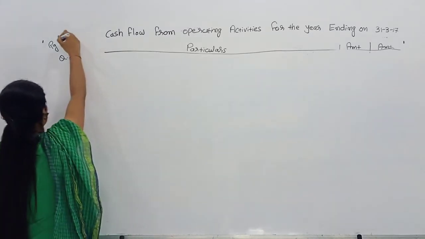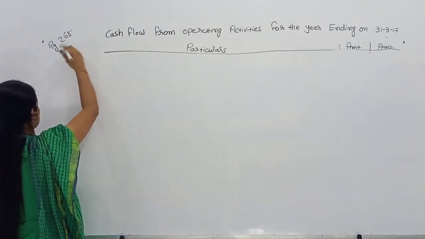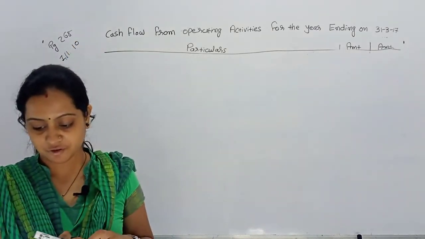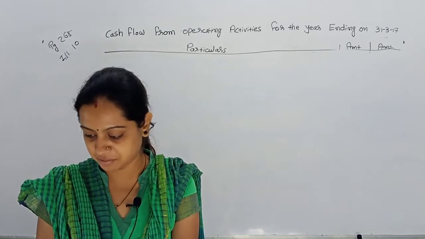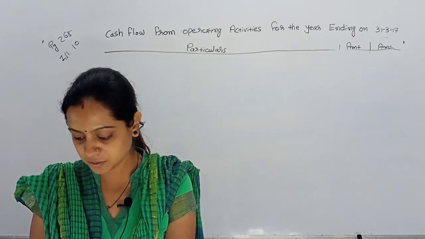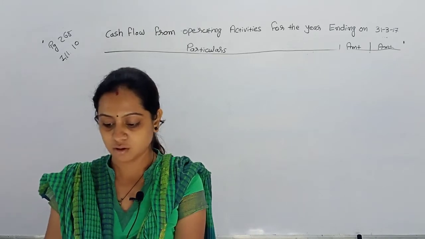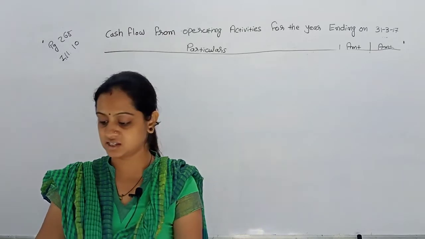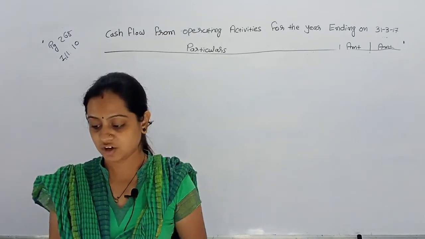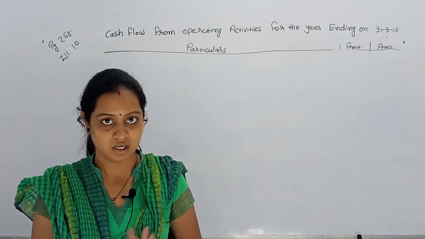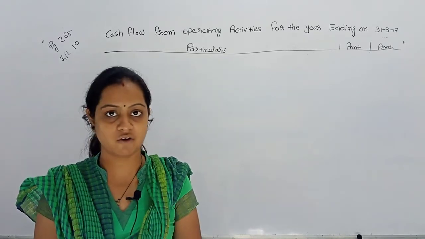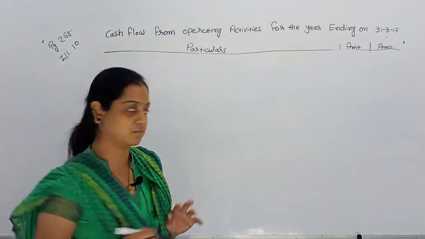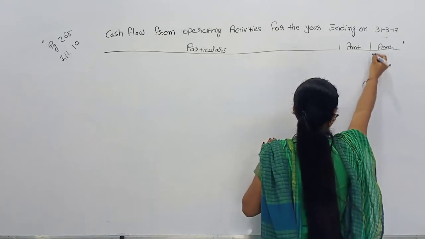Page 268, illustration number 10. From the following details of Mira Limited, prepare cash flow statement. Cash flow from operating activities. They have given P&L account and information of current assets and current liability. Information of current assets and current liability we will write later, right? First of all, we'll give the effect of P&L. So you have to draw one page of cash flow statement, right? Give the head.